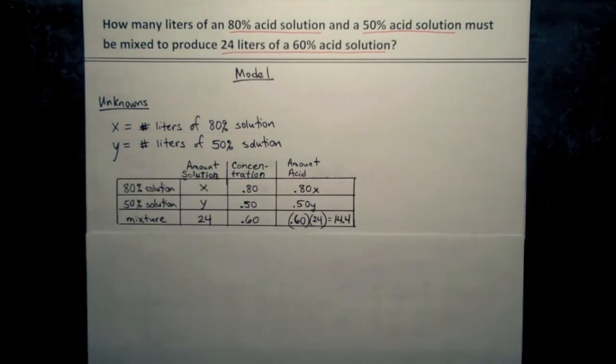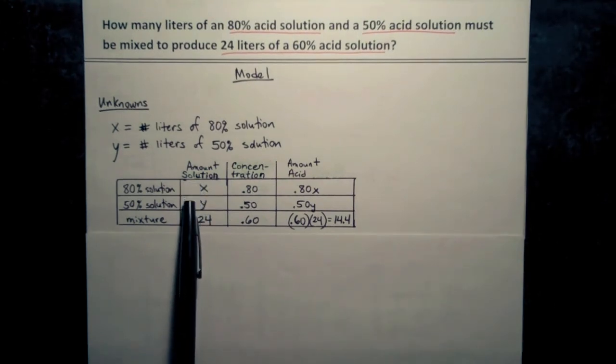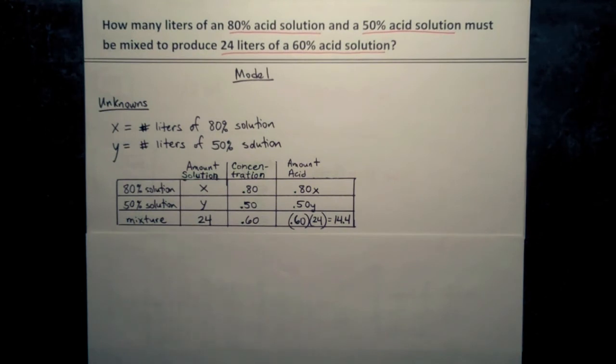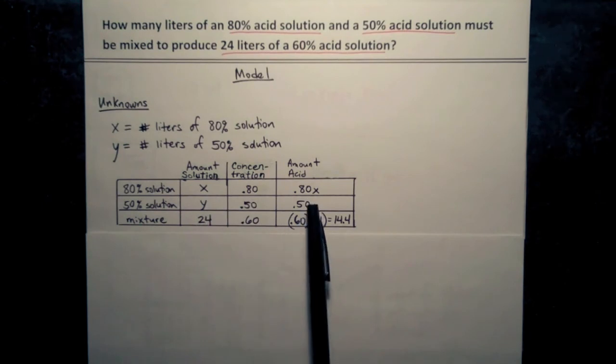We set up a table, just like the one I showed you. The first column is going to be the amounts of the two solutions and the amount of the mixture. The second column will be the concentration, or the percentage, of acid. And the third column is the product of the percent times the amount to give you the amount of acid in each solution and the amount of acid in the mixture.